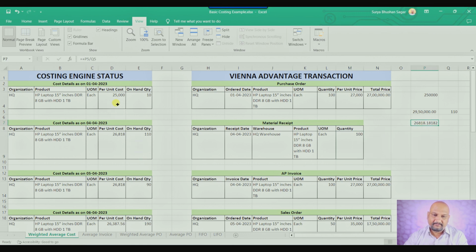It means the available quantities and the price, the total of this, the summation of the incoming quantities multiplied by the purchase order per unit price, and once we sum up and divide it by the total number of quantity, that is 10 plus 100, 110, the system derives the cost.